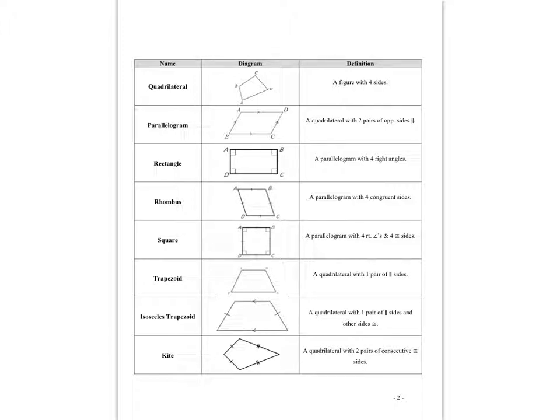A trapezoid has one pair of parallel sides. An isosceles trapezoid has one pair of parallel sides and the other two sides are congruent. And then a kite is a quadrilateral with two pairs of consecutive congruent sides.